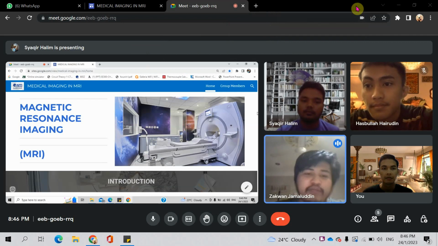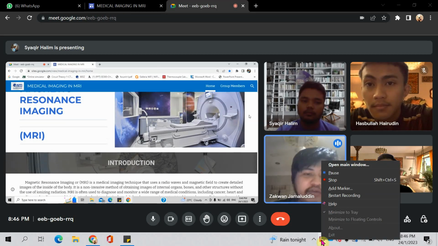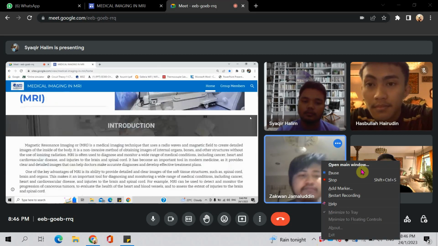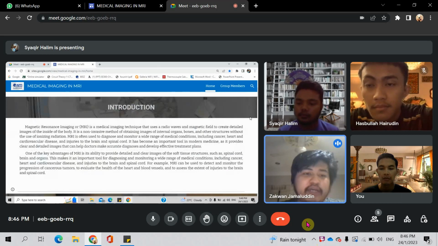So our group will discuss about magnetic resonance imaging or the MRI. So now we go to the introduction. First of all, we need to know what is the definition of the MRI.